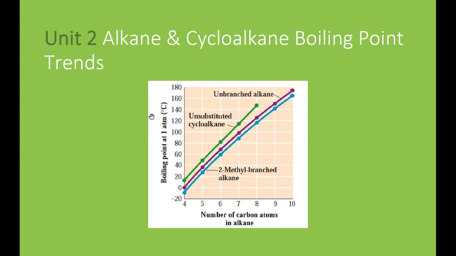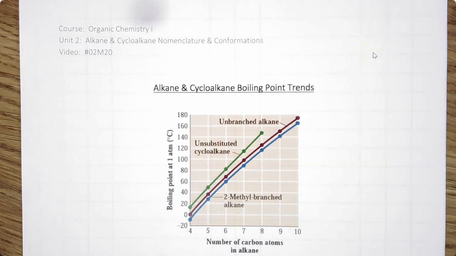Hello all. In this video I want to go over the alkane and cycloalkane boiling point trends. Knowing these trends will be useful when we're asked to order maybe 3 or 4 molecules from lowest boiling point to highest boiling point. I would first like to interpret this graph, and then after interpreting the graph we should try to explain why these compounds fall where they do on the graph.